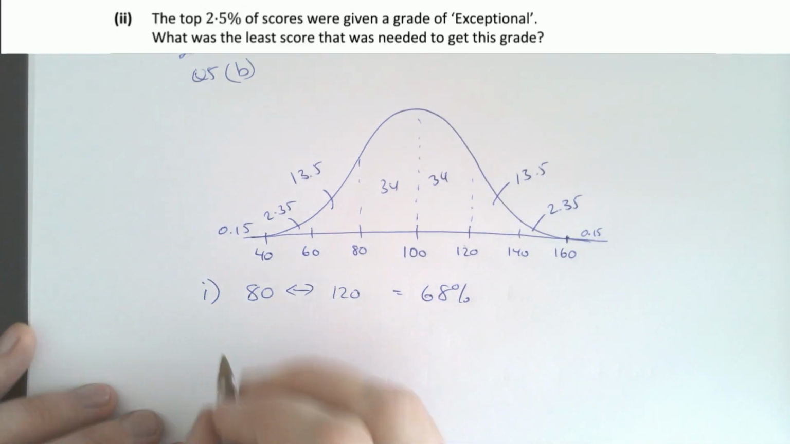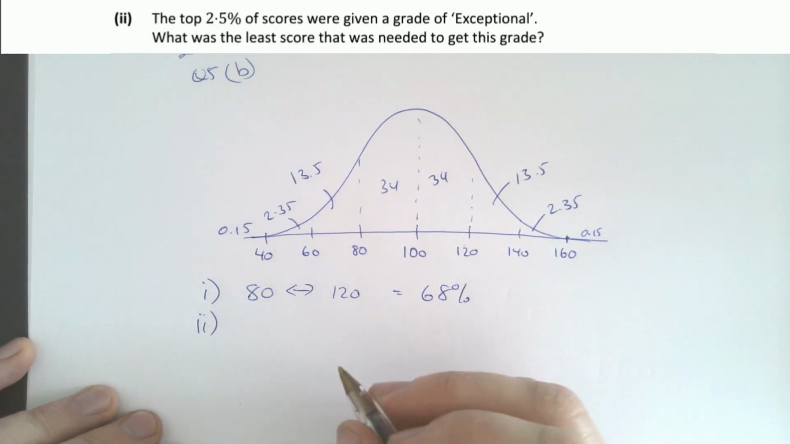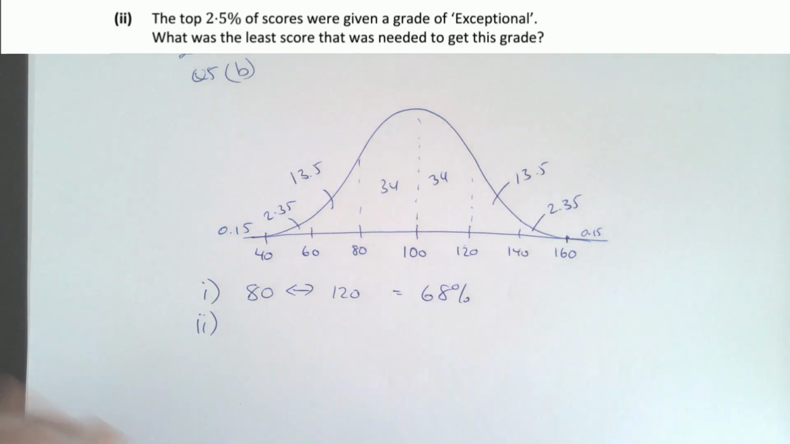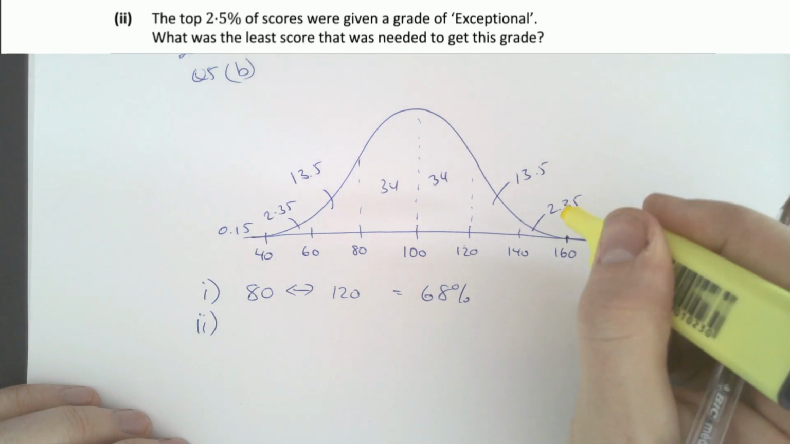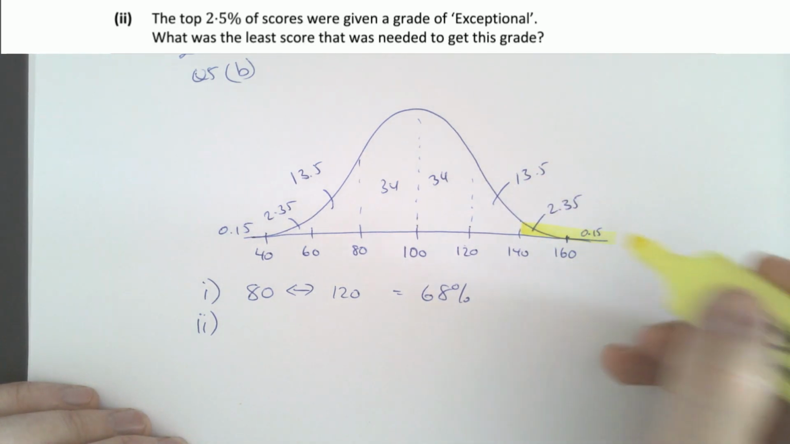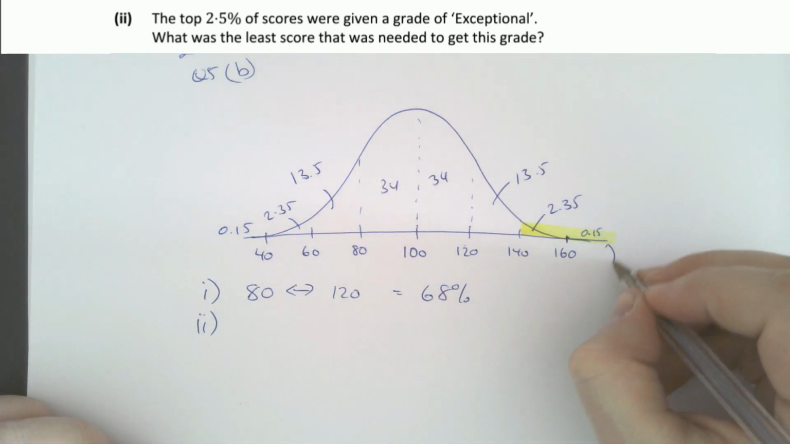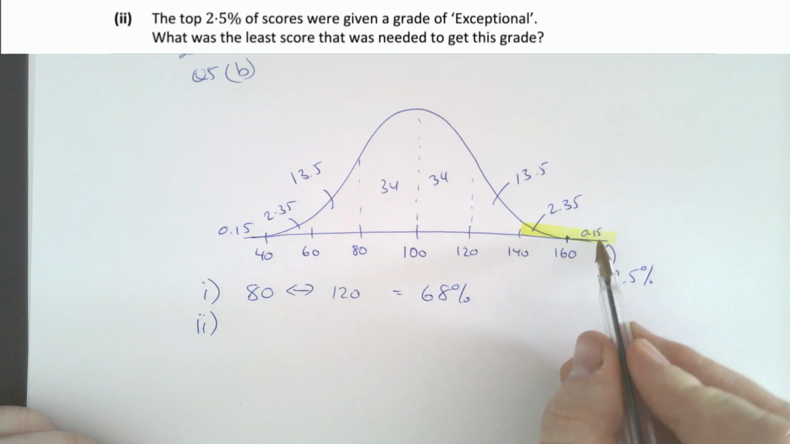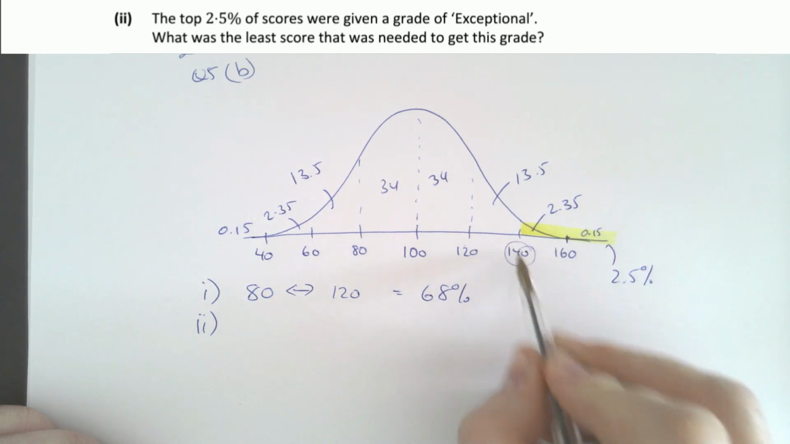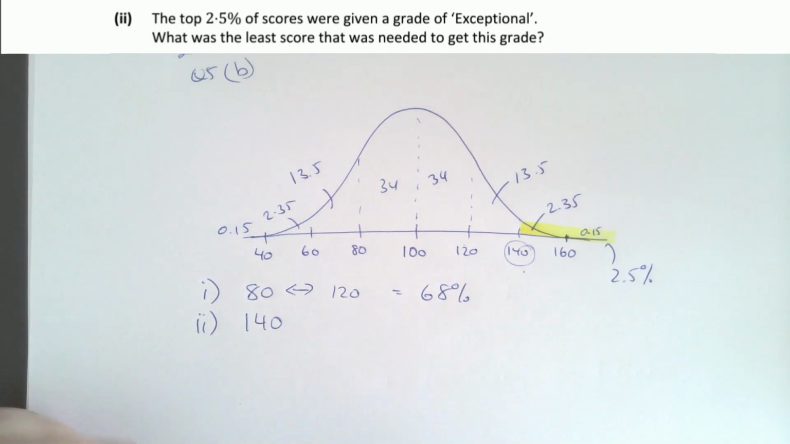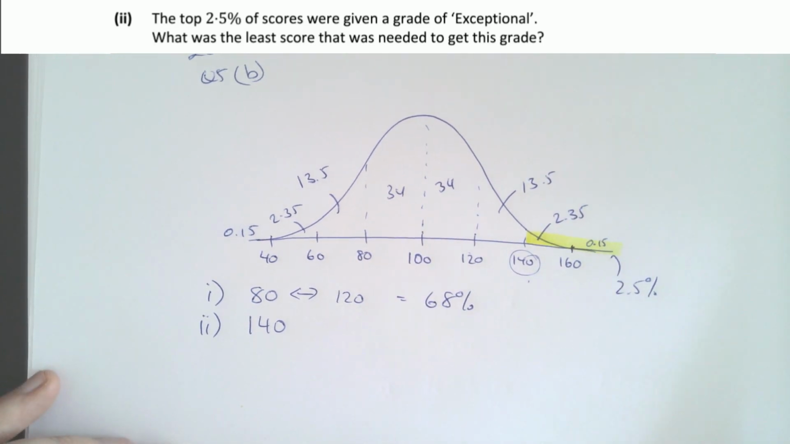The second part there said the top 2.5% were given a grade of exceptional. What was the least score that was needed to get this grade? So the top 2.5 is the 2.35 plus 0.15. So if you add those two regions together, you will end up getting 2.5%. So effectively, what score do I need to get? The least score I need to get into this region is the 140. So the answer is a score of 140. And that's it for 2022 question 5B of paper 2.